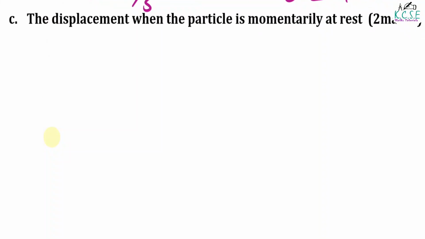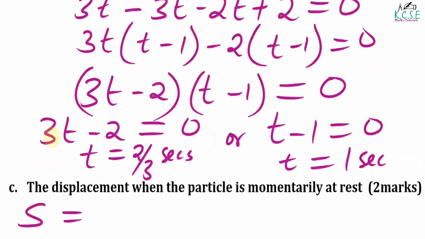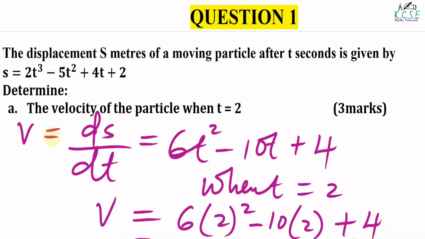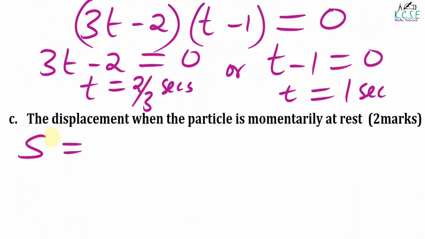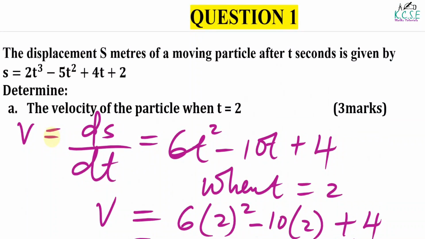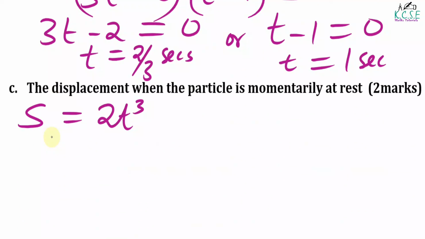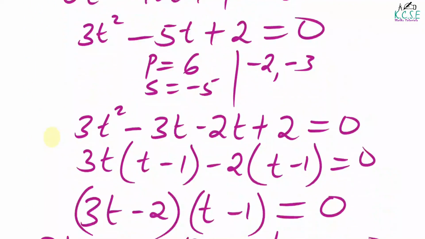Now for this part, we require to get the displacement. So we need the expression for displacement, which is given here. 2t cubed minus 5t squared plus 4t plus 2. So that is the expression that you're going to use.